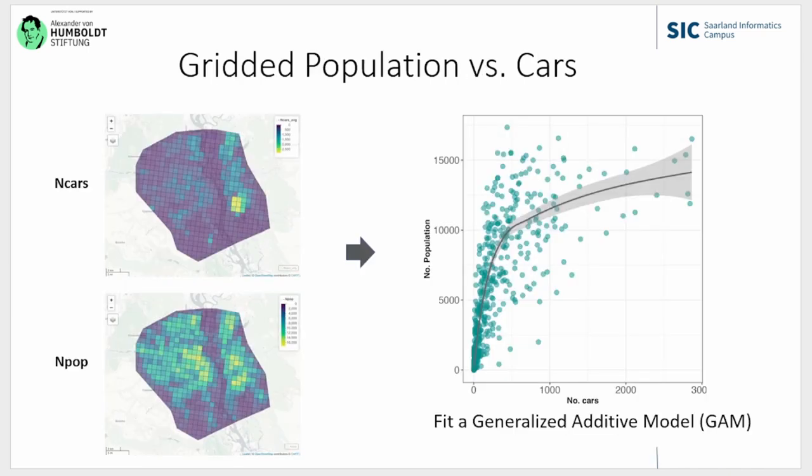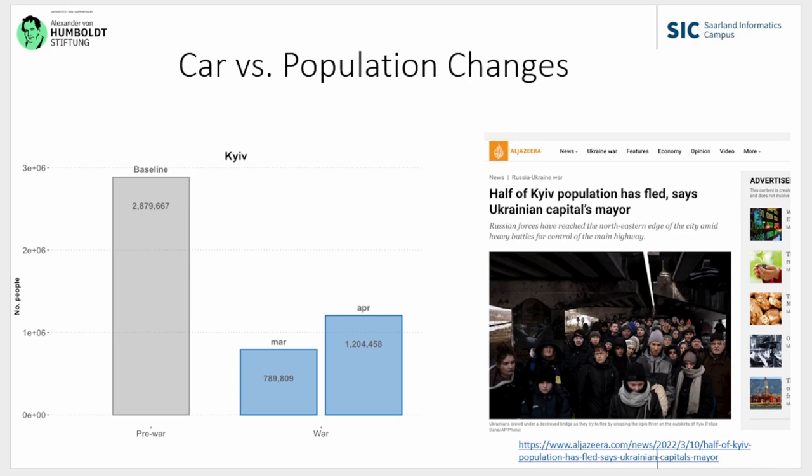And now once you have this relationship between cars and population, you can apply it going forward to a specific city, to see how the car density changes, and what that would mean for actual people. So now these are not estimates of cars, these are estimates of people, where you have a pre-war baseline for Kiev, and then based on the number of cars, you have estimates for the number of people. Now these are averaged across several images in a month. This is already one caveat in terms of temporal resolution.